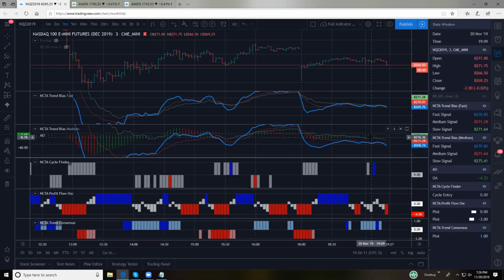All right, so let's start at the top here. Method A. Method A of entry is alignment between your fast, and I'm going to stay on the 3-minute chart for now, your fast trend bias, your medium trend bias, and the AO. So what you would be doing is watching your countdown clock. Right now, we're in real market hours here. We've got now 20 seconds.